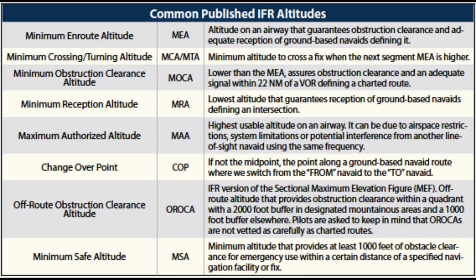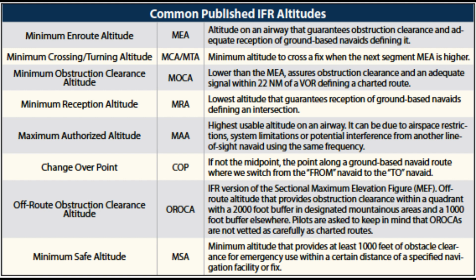In the case of operations over an area designated as mountainous, an altitude of 2,000 feet above the highest obstacle within a horizontal distance of 4 nm from the course to be flown. In any other case, an altitude of 1,000 feet above the highest obstacle within a horizontal distance of 4 nm from the course to be flown must be maintained as a minimum altitude.